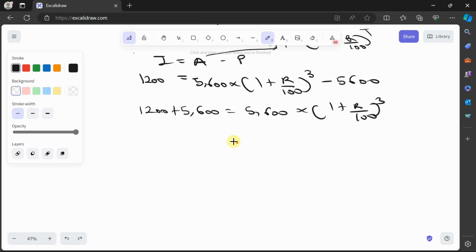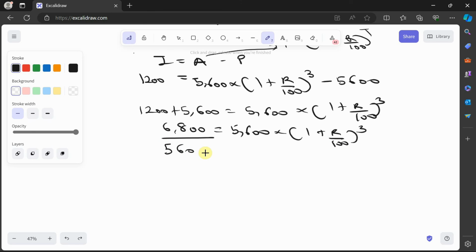So if you do this addition, this will give you 6,800 is equal to 5,600 times 1 plus R over 100 raised to the power of 3. If you want to make this 1 plus R over 100 raised to the power of 3 standalone, you have to divide both sides by 5,600. So if I divide this side by 5,600 and I divide this side by 5,600, first things first, this will cancel out this. And if you press this division in your calculator, like I'm doing now, you're going to have 17 over 14. So this will resolve to 17 over 14, which will be equal to 1 plus R over 100 raised to the power of 3.